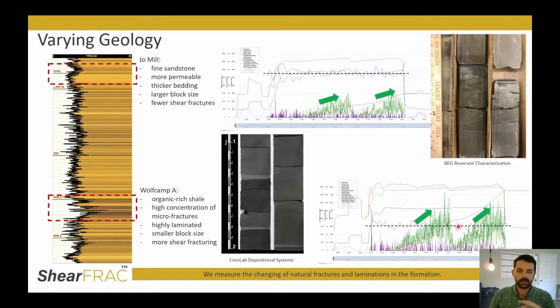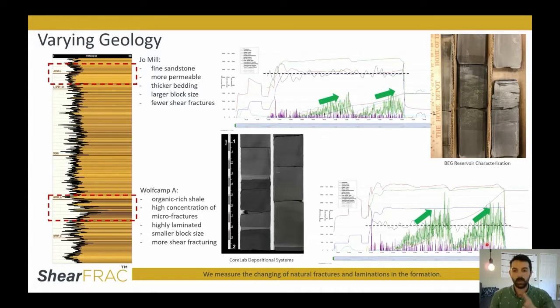So this is why this is a measurement, and it's very difficult, well, in fact, impossible to compare a Wolfcamp A well to a Joe Mill well, because a shear fracture, one single fracture, is not going to produce as much oil and gas in a Wolfcamp A rock than it is in a Joe Mill well, because you've got that higher permeability formation. So it's really hard to compare. That's why you have to have wells in the same rock.